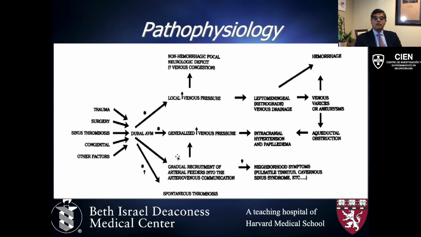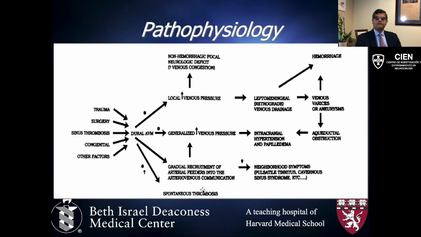If you have multiple feeders that are recruited, then you can have what you call neighborhood symptoms. An example would be pulsatile tinnitus or cavernous sinus syndrome, where you find that there is interference with the normal functioning of the extraocular cranial nerves. And rarely you can get spontaneous thrombosis, which can result in other manifestations like hemorrhage.